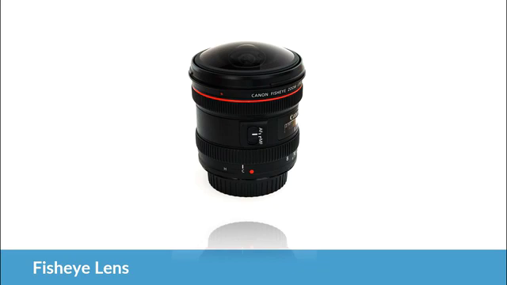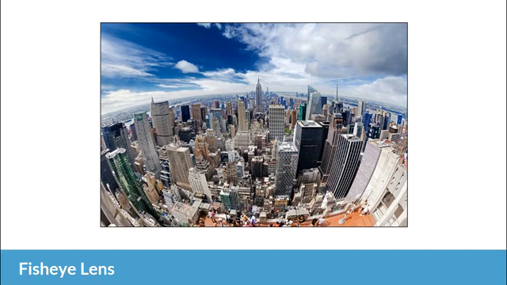You could certainly use a fisheye lens to create a panoramic, but there's a very distinct style of photograph that we get with our fisheye lenses, and because we get such an extreme angle of vision, we get photographs that tend to be very distorted at the edges. As you can see, fisheye lenses really distort the images, and it's very, very prominent around the edges.